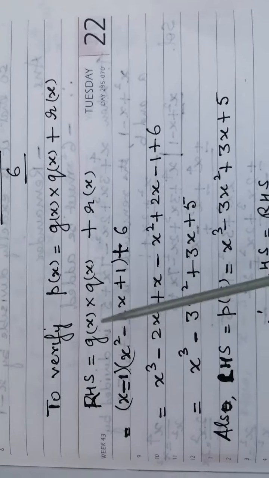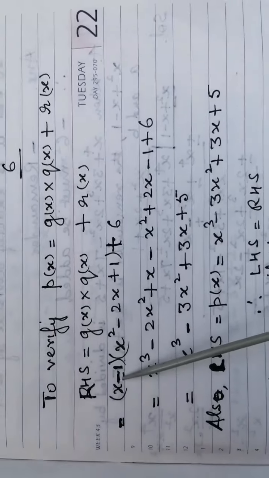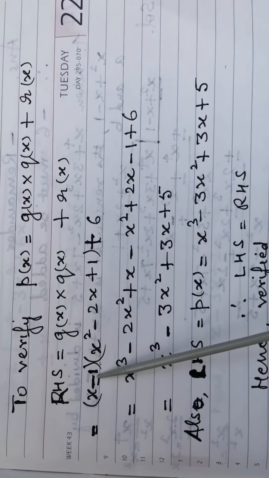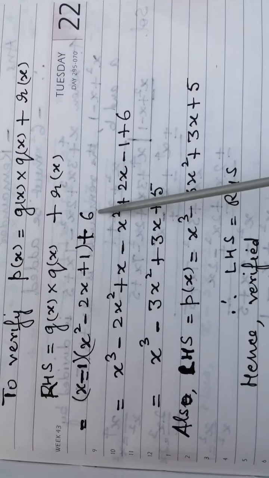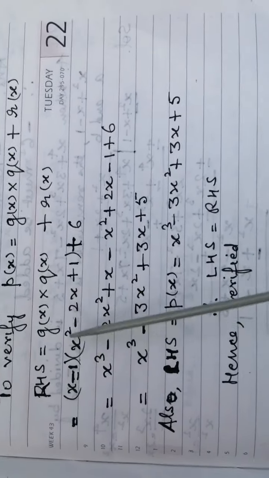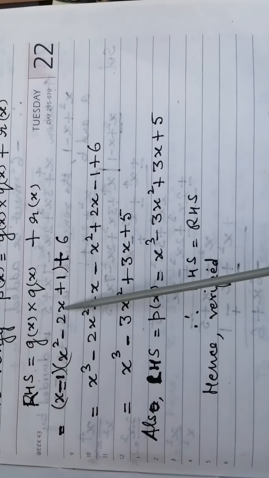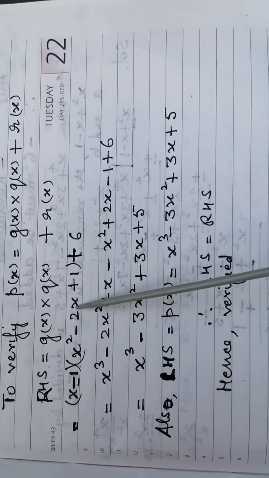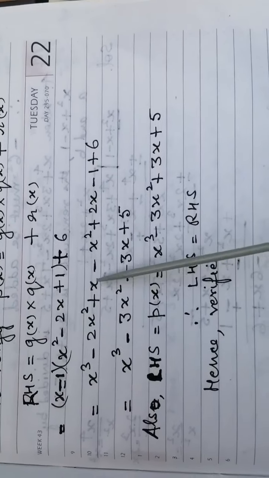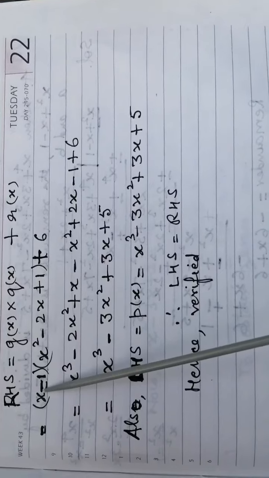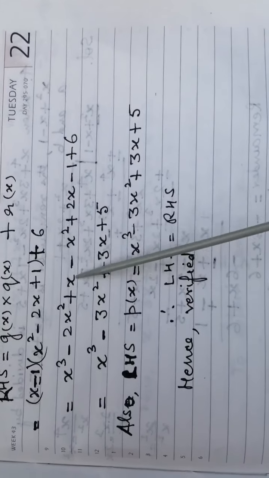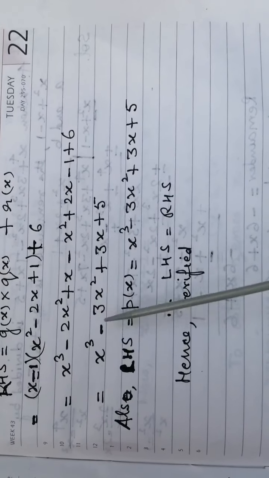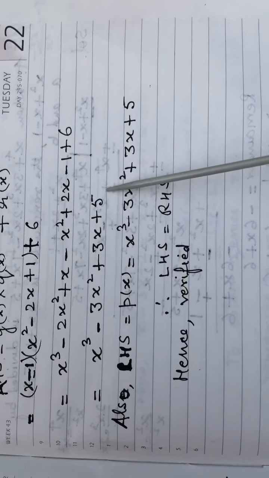Now put the values. Now what is g of x? The divisor x minus 1. Quotient is x square minus 2x plus 1 and the remainder is 6 here. So multiply this whole bracket by x minus 1. So first multiply all by x. So x into x square is x cube, then minus 2x square plus x, then multiply them by minus 1. So minus 1 into these all three, so you get minus x square plus 2x minus 1 plus 6. On simplification you are getting x cube minus 3x square plus 3x plus 5.